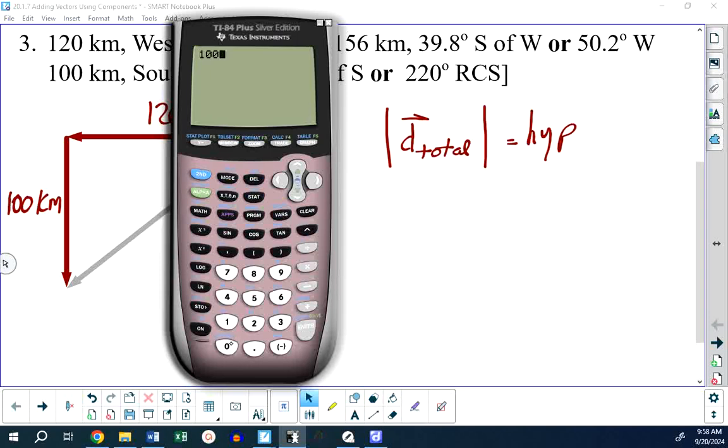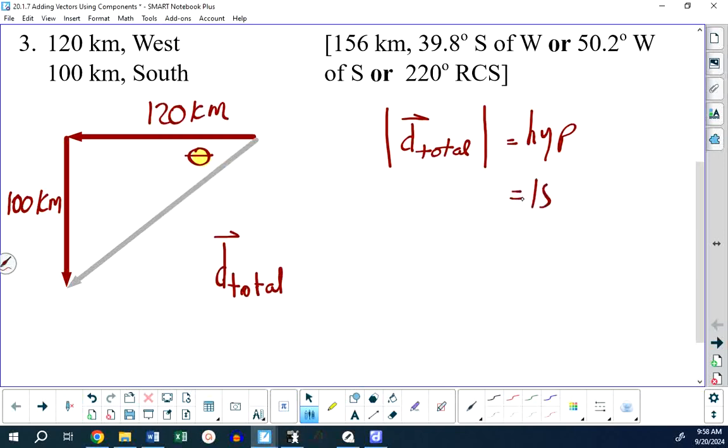So what do we get? We get 100 squared plus 120 squared. I take the square root of my answer, and I get a magnitude of about 156 kilometers. And that means my displacement is going to be 156 kilometers. That's the magnitude part. And now we need to put the direction. And the direction will be so many degrees south of west.